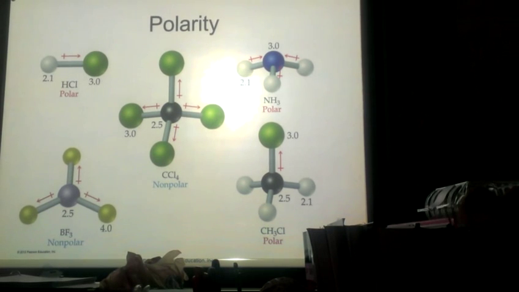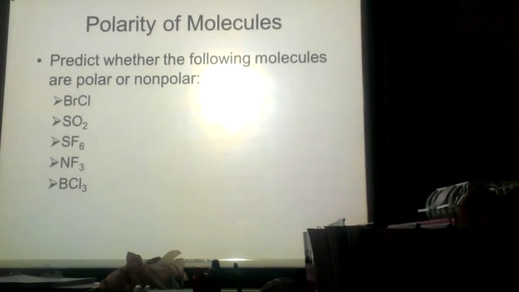They're actually all coming in towards the nitrogen, so NH3 will be polar. And then if I look at CH3Cl, because Cl has a dipole, my carbon-hydrogen bonds do not, but I do have this one carbon-chlorine bond that does have a dipole, so the overall molecule here would be polar.